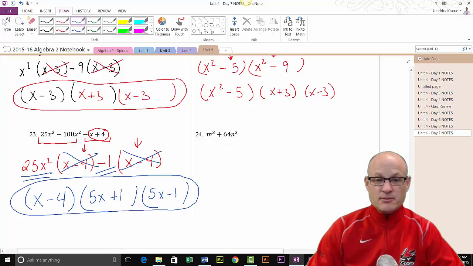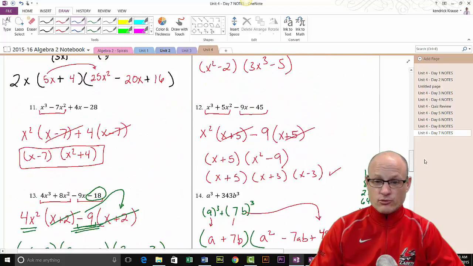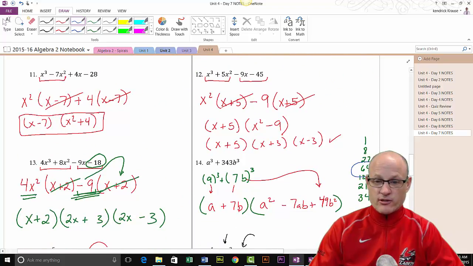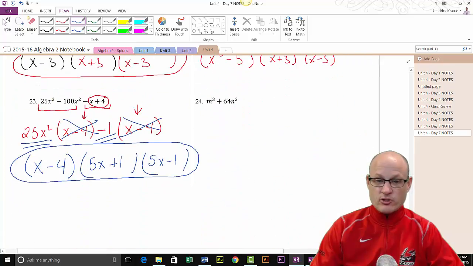Almost done. Last problem. I can take out an n. I can't take out anything else. That's an n and that's an m. That's a perfect cube. Is 64 a perfect cube? Let's go back to our perfect cube list. Yep, 64. It's on our list. There it is. So 64 is a perfect cube too, right?